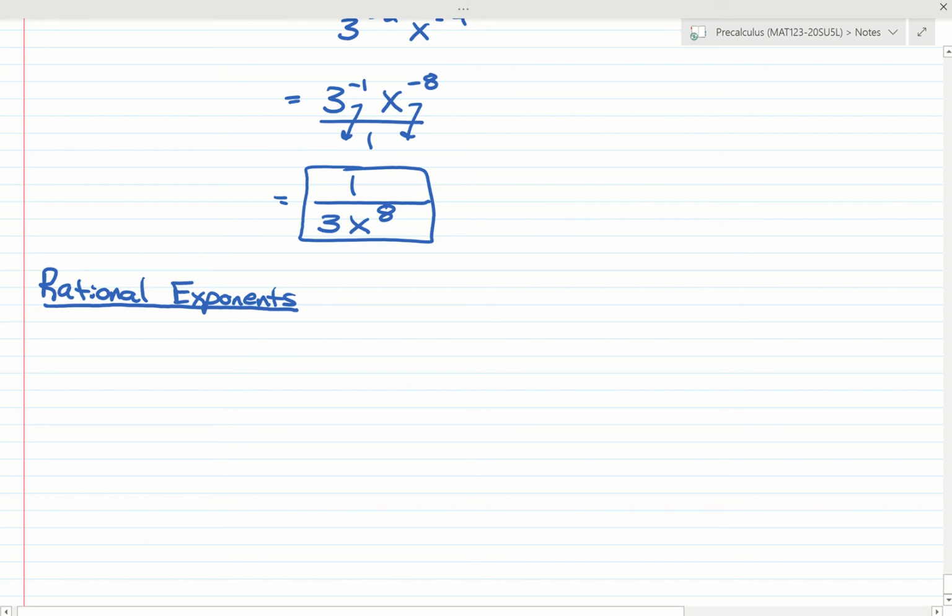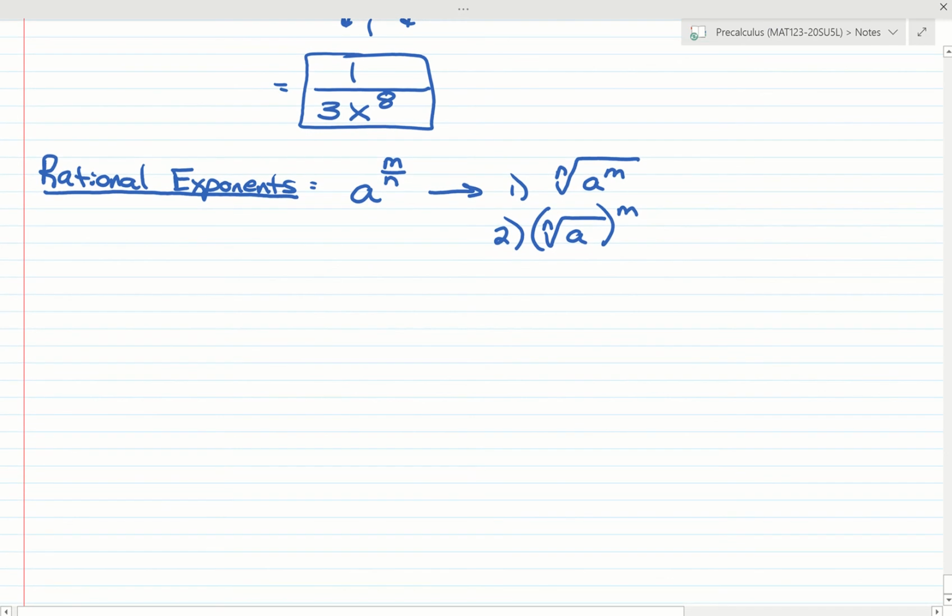So a fraction as an exponent, right? So that's like a to the m over n power. Well, there's two different ways we could look at this. One way we could look at it as the nth root of a to the m, or we could think about it as the nth root of a all to the mth power. Usually we use the second way, but it's just important that you understand both ways are fine.